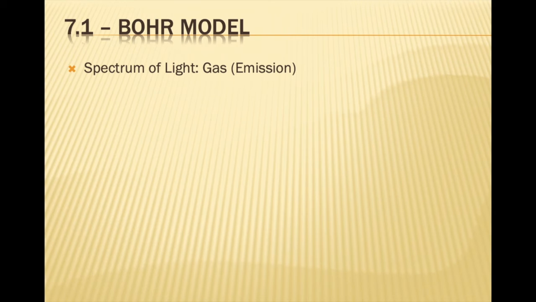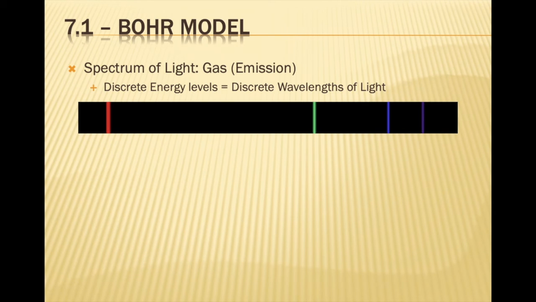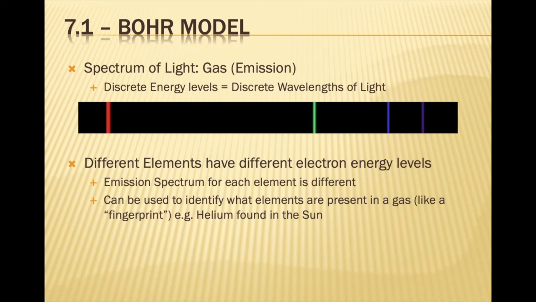So we looked at the spectrum of light, the emission spectrum, where gases, when they're excited, tend to give out line spectra like this, discrete wavelengths of light. And as we've seen previously, the discrete wavelengths of light correspond to discrete energy levels. So this is actually our evidence that there are energy levels for the electrons in an atom. Different elements will have different electron energy levels, which means we get a different emission spectrum for each element. So we can actually use the emission spectrum of an element to identify what elements are present in a gas. It's like a fingerprint for the element. And this is actually how we discovered helium on the Sun.